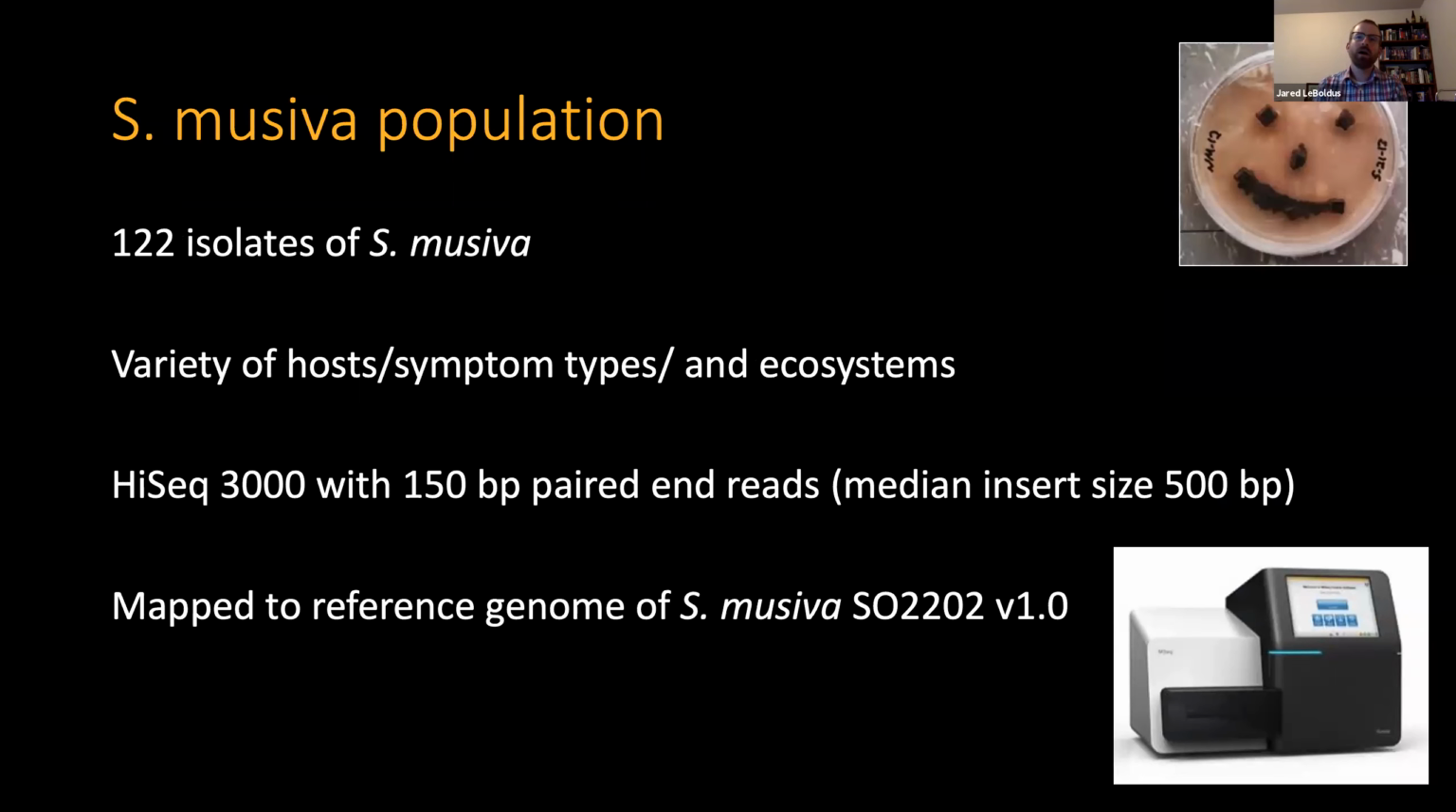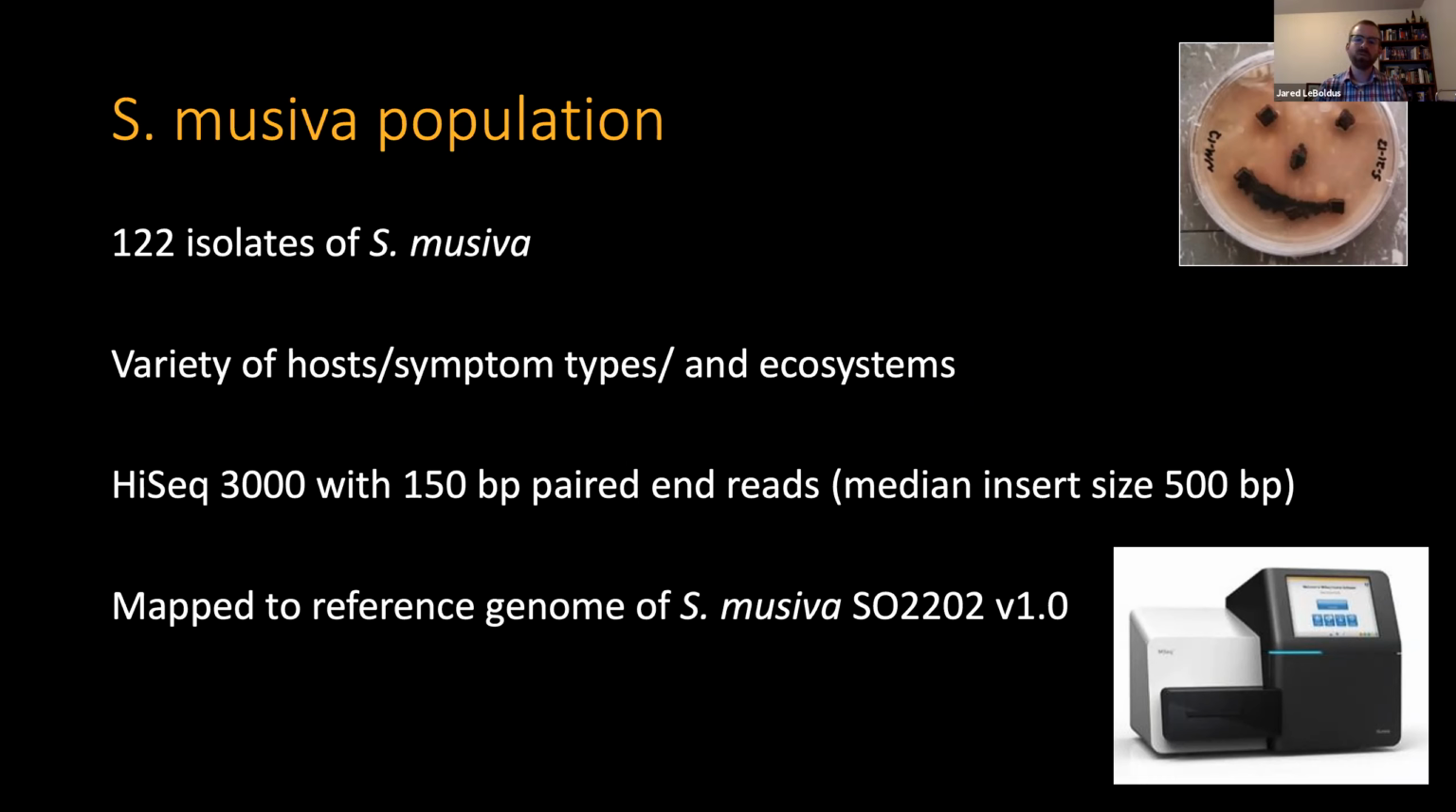Okay, so Sphaerulina musiva, the population that we resequenced for this paper, there's about 122 isolates of the pathogen, and they were collected from basically across North America. There were some holes in the distribution, but I think in general, we did a pretty good job capturing that. And that represented a lot of work over years by different people who had spent time collecting isolates of this disease. They were collected from a variety of hosts, a variety of symptotypes, and a variety of ecosystems. So we collected them both from natural ecosystems and from plantations.